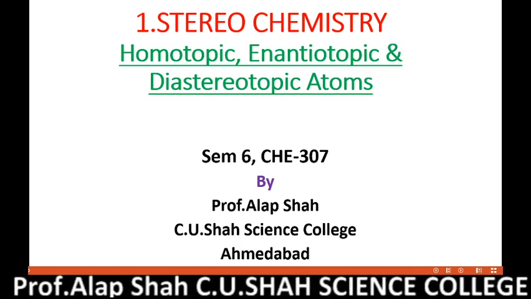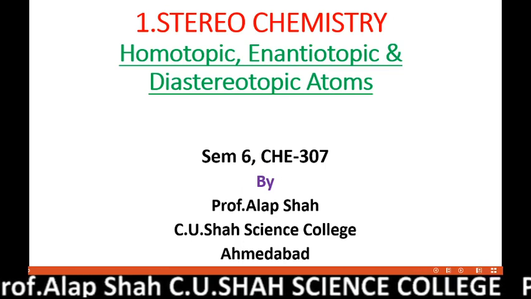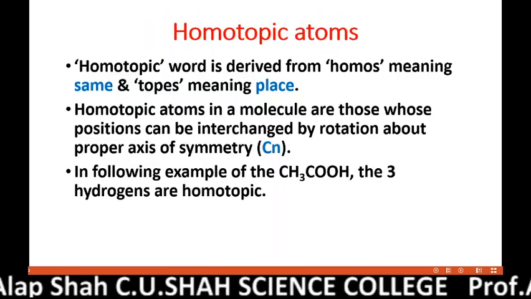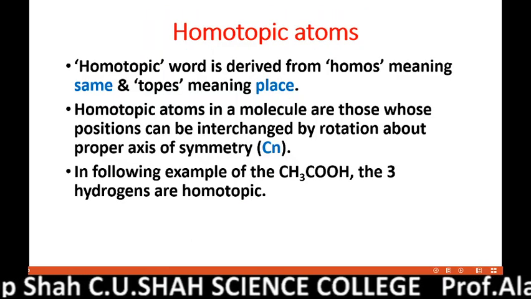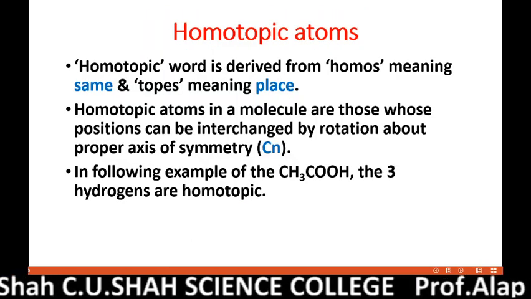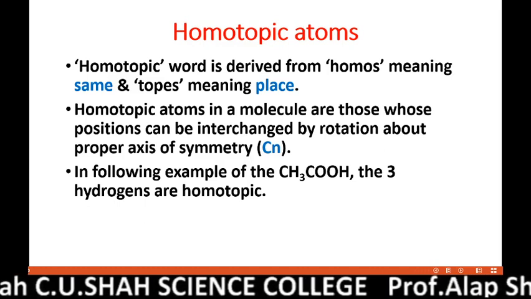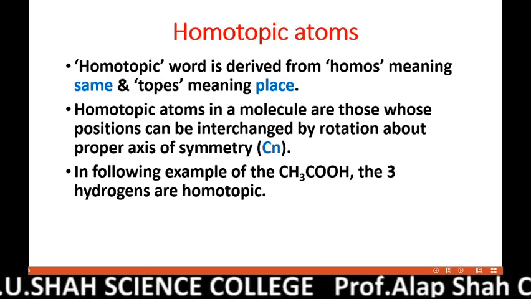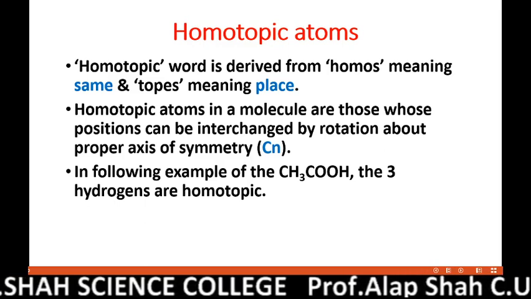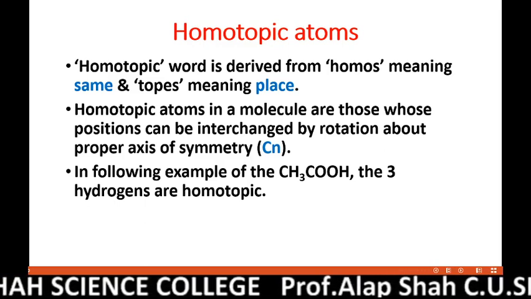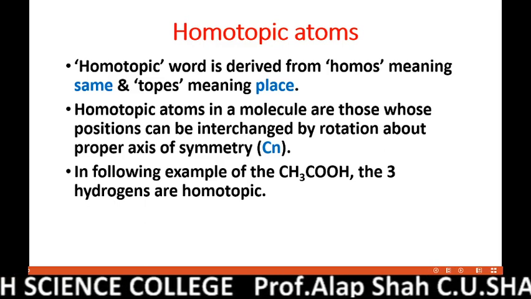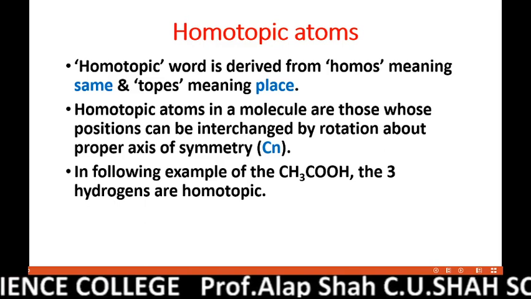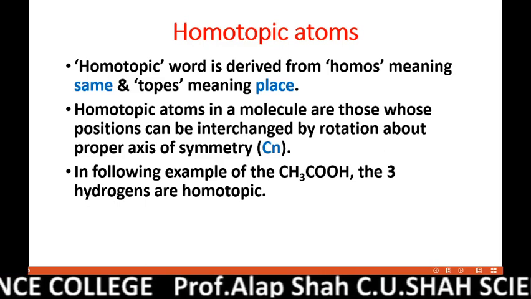So we will discuss in this video these three terms: homotopic, enantiotopic and diastereotopic atoms or groups. So let us start with the homotopic atoms. This word is a combination of two words, homos and topos. The meaning of homos is same and topos means place. So that's why they are called homotopic atoms. Let us first try to understand them with an example.